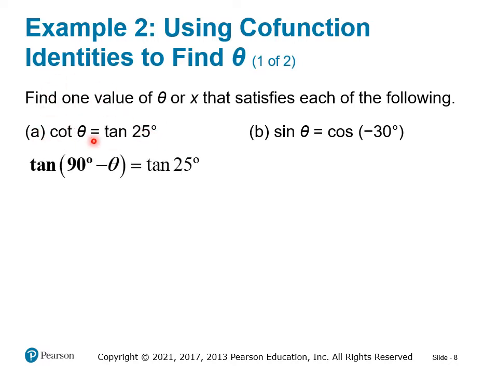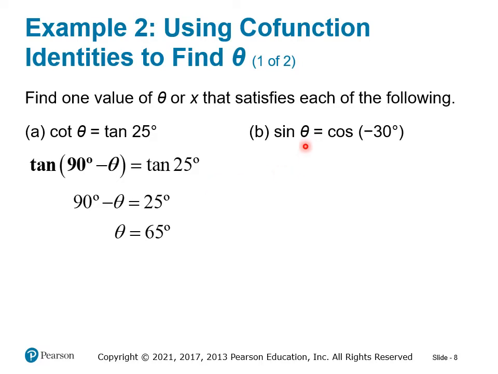So if we rewrite the left side of the equation, the cotangent of theta, which could be written as the tangent of 90 minus theta, equals the tangent of 25, then we can see that these angles have to be equivalent. 90 minus theta has to equal 25 in order for this statement to be correct. And so we get theta equals 65.